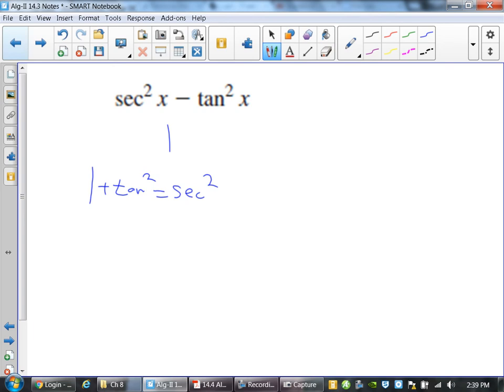Our homework is a worksheet. The problems are on the worksheet. You're going to need a separate sheet of paper to simplify. Do you need it now? Mr. Murphy, where did the 1 come from? Pythagorean identity. 1 plus tangent squared is secant squared.